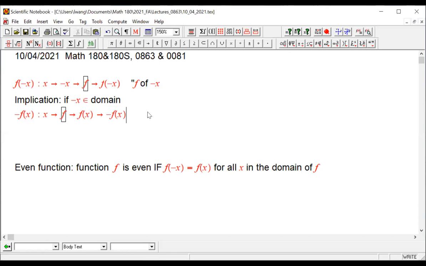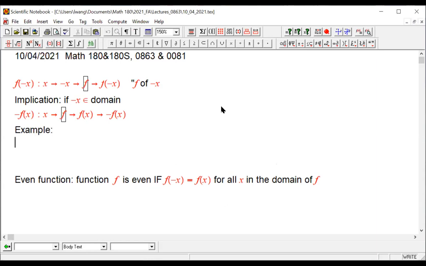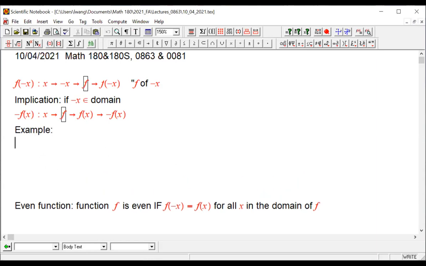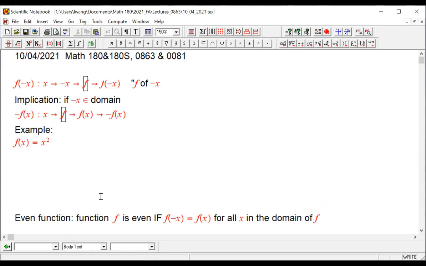Then you ask, are they always the same? Of course, they're not always the same. For example, suppose I have f of x equals x squared. So suppose I look at f of negative x.